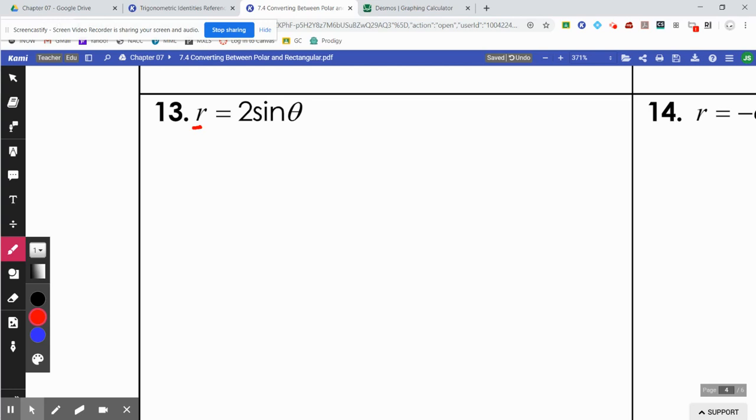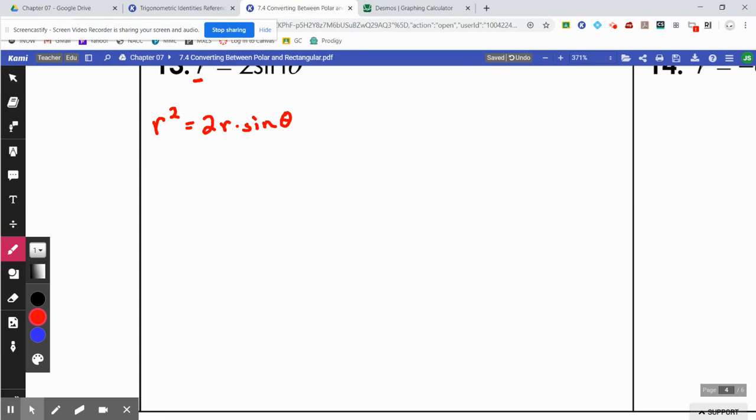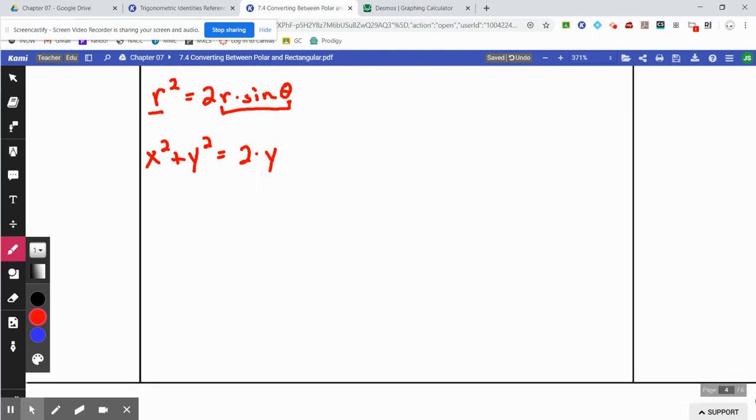So let's go ahead and do this. Let's multiply both sides by r. Let's turn that into an r squared. And it actually does us a favor on the other side too, because it turns it into r times sine of theta. Now it can be very easily changed. r squared is equal to x squared plus y squared. r sine theta is equal to y, not x. So there's what we now have.